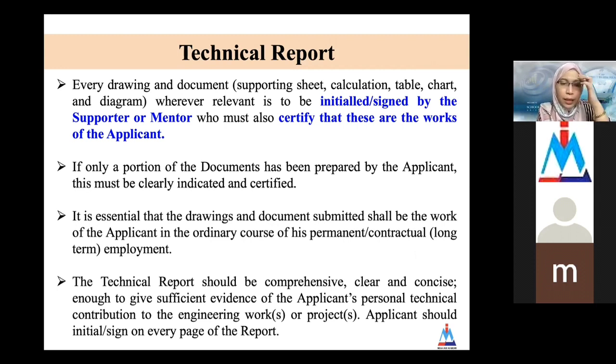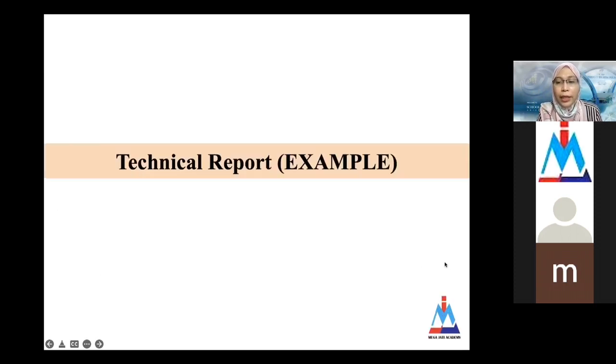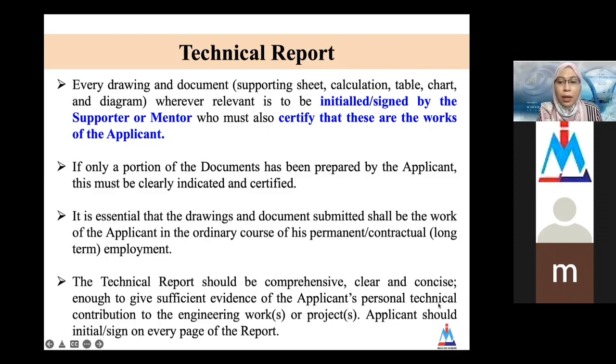So basically, this one if you are working like normally for PE, to file the portfolio for technical and design report is normally you take 3 years lah kan. Okay, so you have a permanent or contractual long-term employment lah. Okay, so the technical report should be comprehensive, clear and concise, enough to give sufficient evidence of the applicant personal technical contribution to the engineering works or projects.